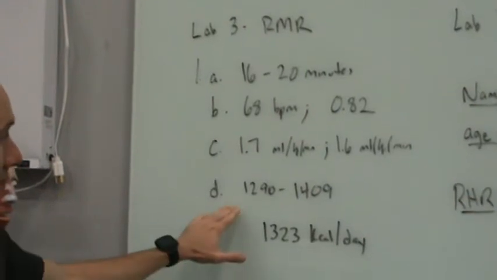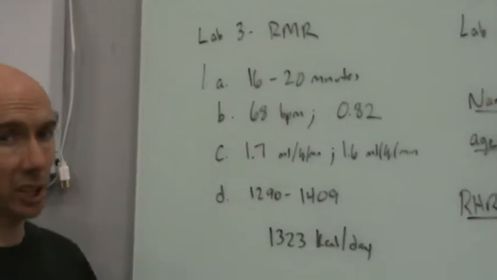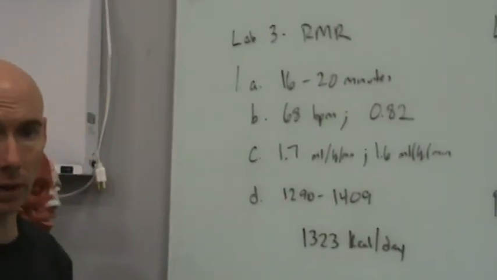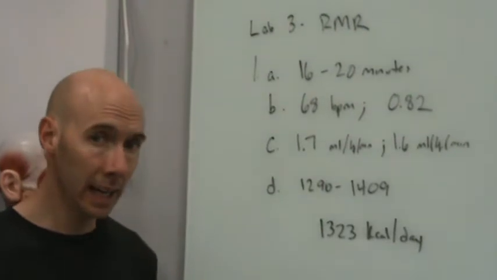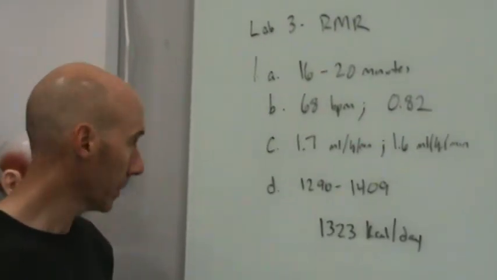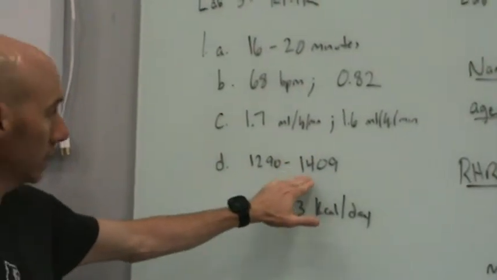Then finally we looked at the calories. This might be the most important information we can give somebody after a resting metabolic rate test, because the point of doing this really is knowing how many calories I burn a day for my resting metabolic function. So the range during that identified period was 1290 to 1409.